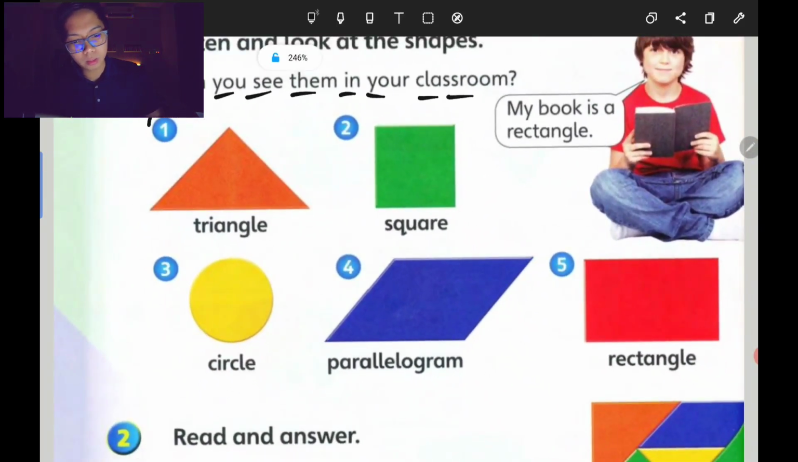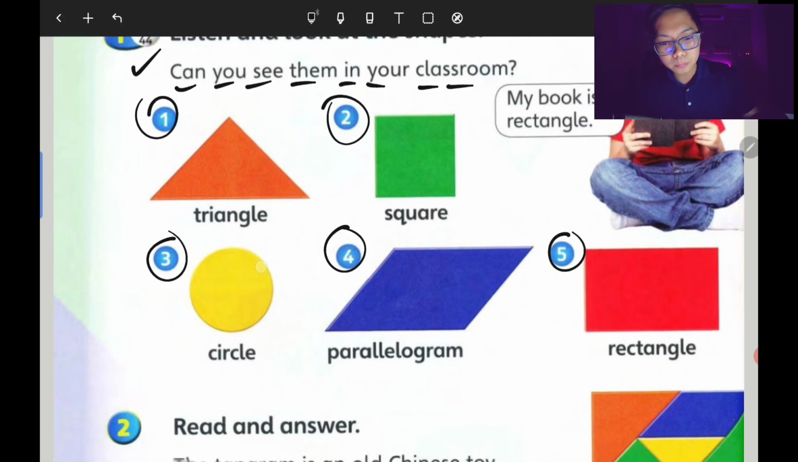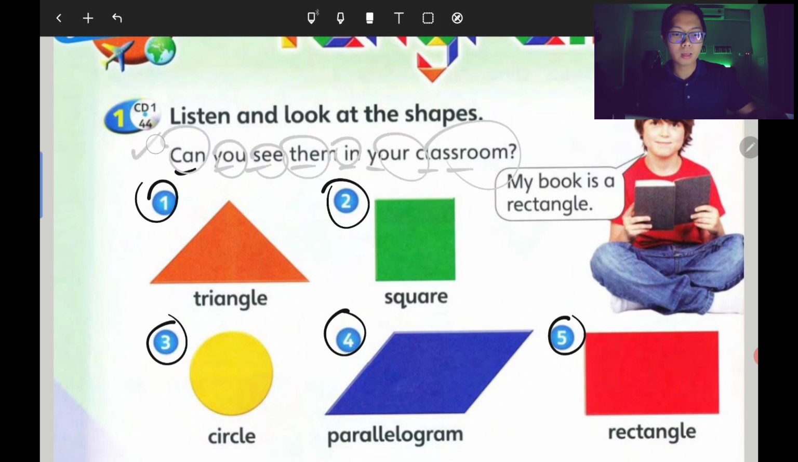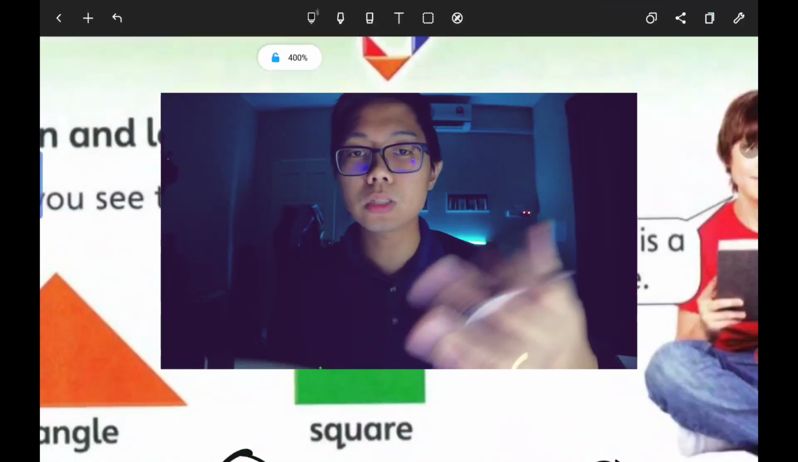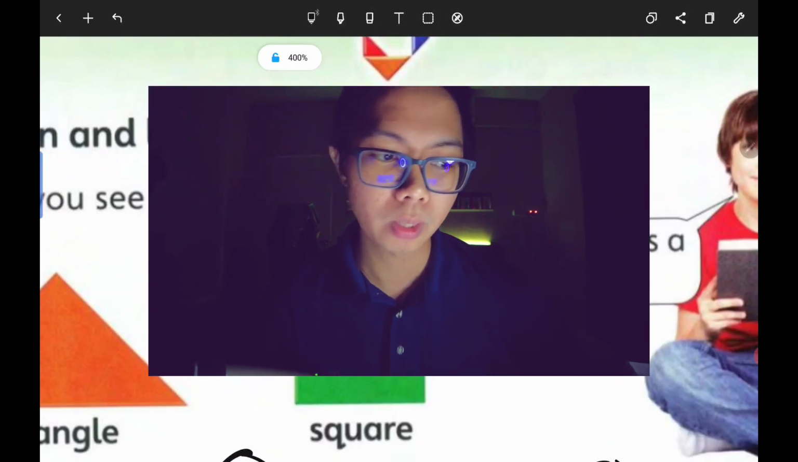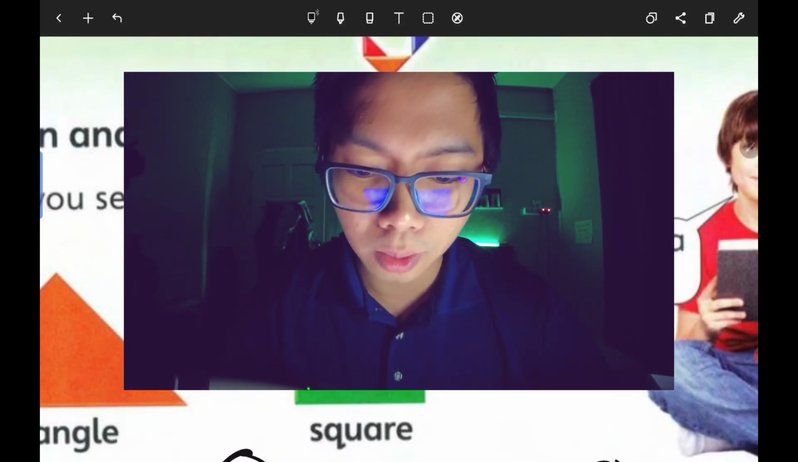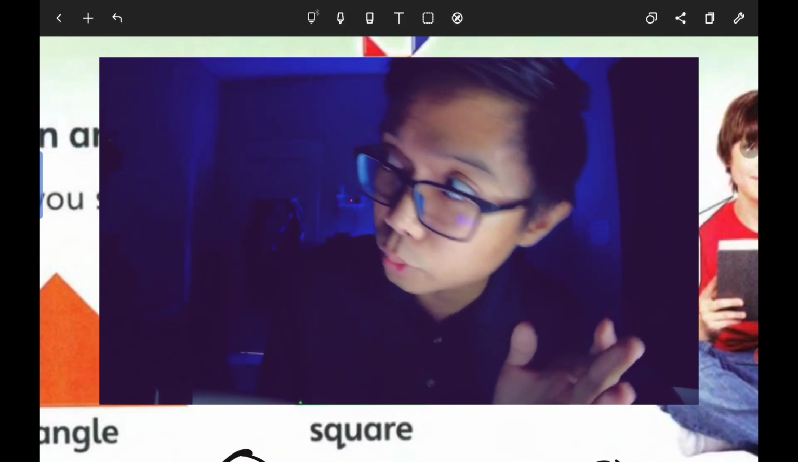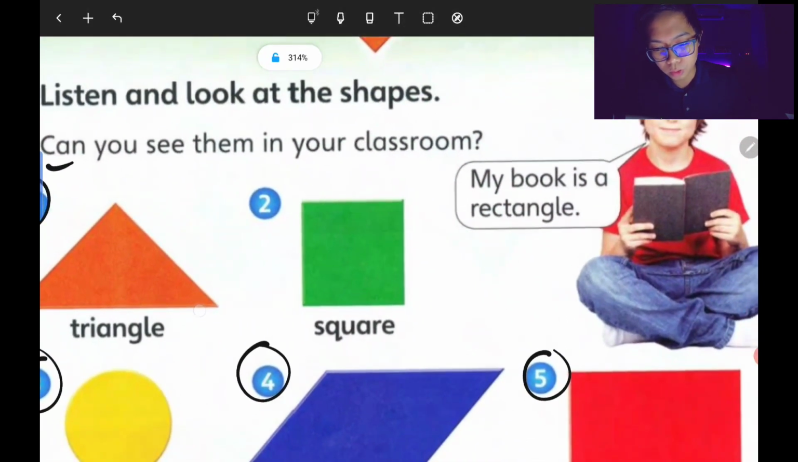There are 5 shapes. Okay, ada 5 bentuk from number 1 until number 5. So there are 5 shapes, but can you see them in your classroom? Adakah Anda boleh melihat bentuk-bentuk ini di dalam bilik darjah? But since we are not in the classroom, kita bukan berada di dalam bilik darjah, let's have a look wherever you are. Okay, dimanapun kamu berada, try to look at your surroundings. Coba tengok sekeliling kamu. Look on your right, on your left. So can you see these shapes? So there are 5 shapes.